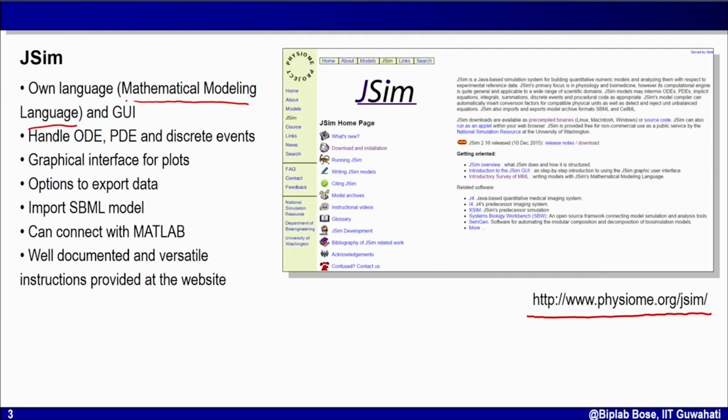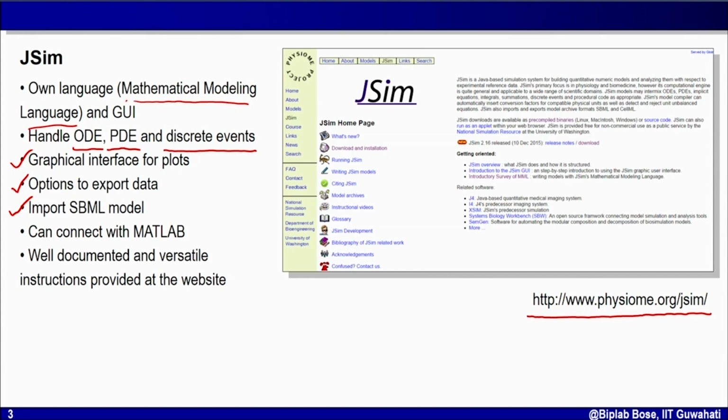Interestingly, JSim can handle ordinary differential equations, it can handle partial differential equations, and it can even handle models with discrete events. It has a graphical user interface where you can plot data and your results. It has an option to export your data as a text file so that you can plot the graphs in some other software like Microsoft Excel. It can import SBML models.